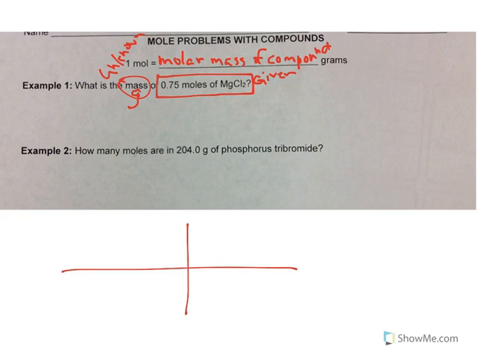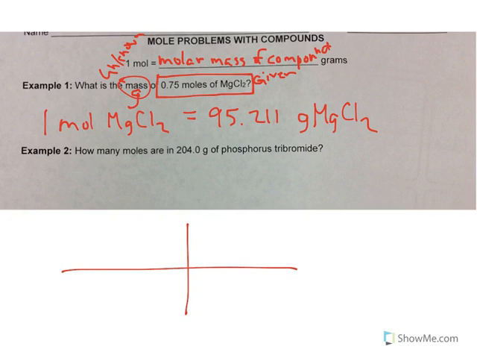So let's go ahead and write our equality. We have 1 mole of MgCl2 is equal to whatever the molar mass of MgCl2 is in grams of MgCl2. So we're going to get out our periodic table and a calculator, and we need the molar mass of MgCl2. So magnesium is 24.305 plus 2 times the mass of chlorine, which is 35.453. That gives us a molar mass of 95.211 grams of MgCl2.